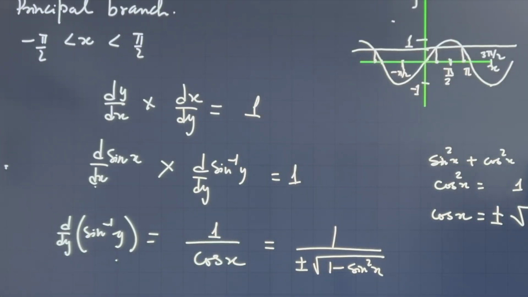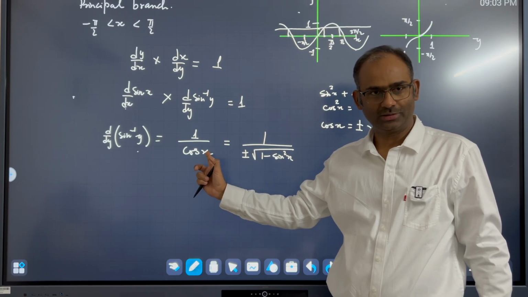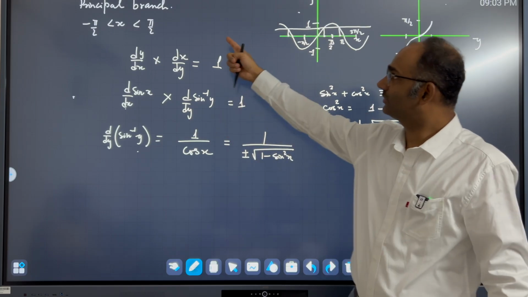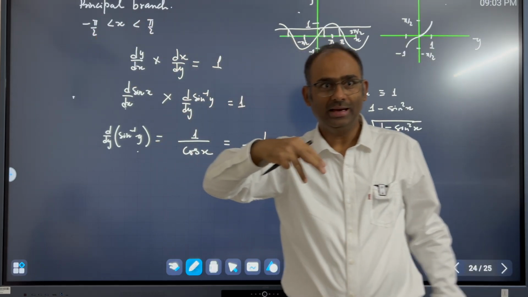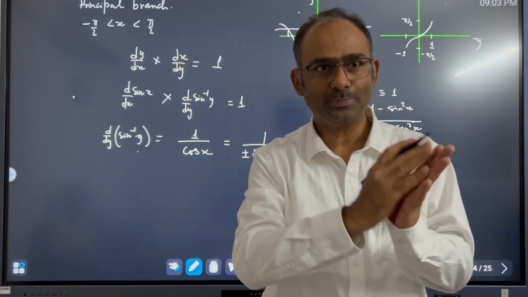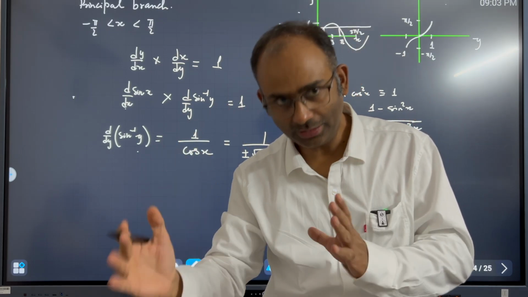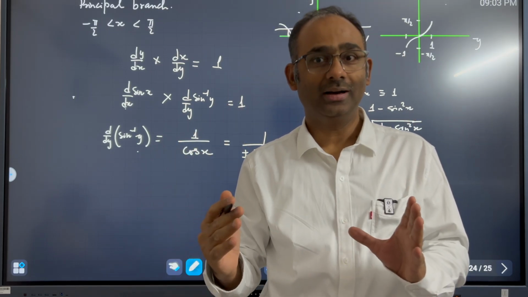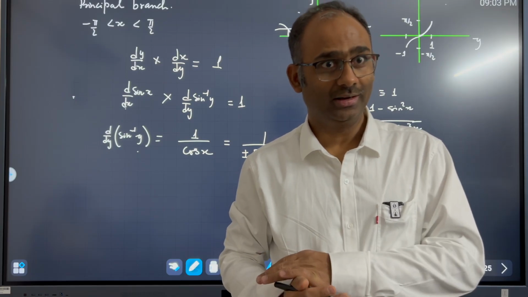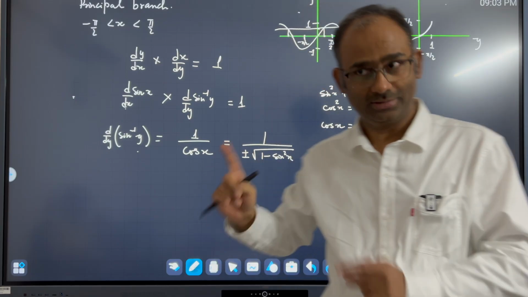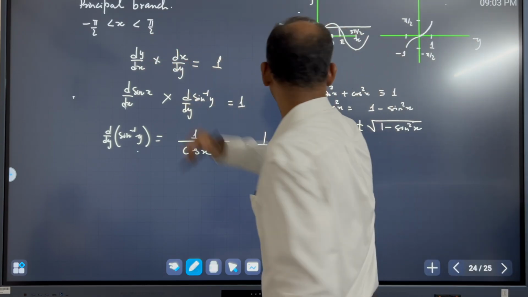How do I select? I have cos of x. Okay? I have already restricted the values of x. So I ask, if x lies between minus pi over 2 to pi over 2, is cos positive or negative in that range? Okay? You understand? Since x is restricted. So let's see.